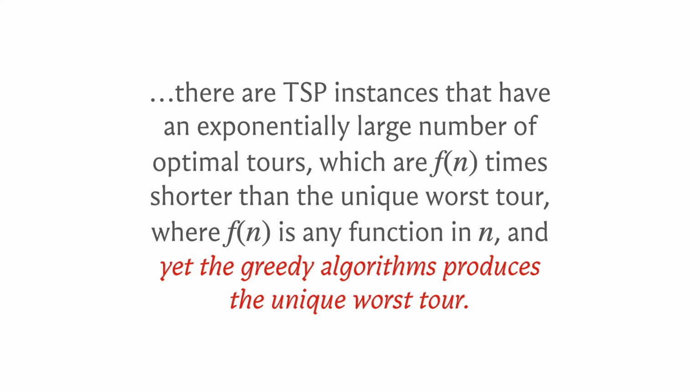So it turns out that there are instances of TSP that you can construct which are such that the space of solutions is abundant with many optimal solutions, and yet somehow the greedy algorithm will end up finding the unique worst solution. So notice that there's just one worst solution, and the greedy algorithm will end up finding that one. And you can also ensure that the magnitude by which the solution is worse than the optimal ones is rather large. As you can tell, you can make it as large as you want it to be.